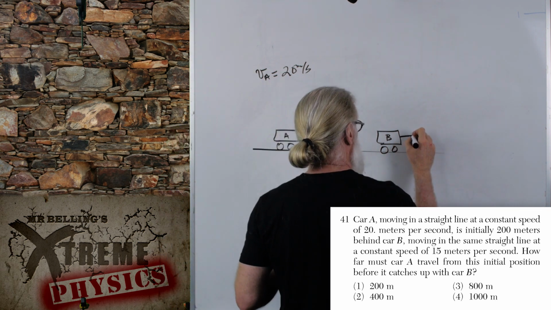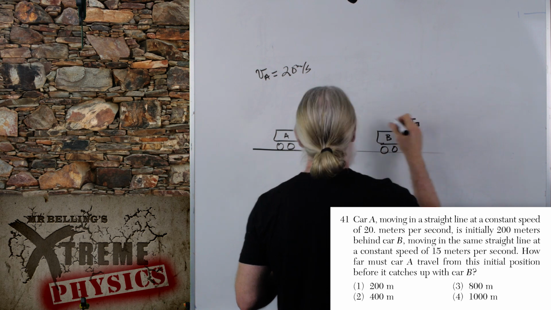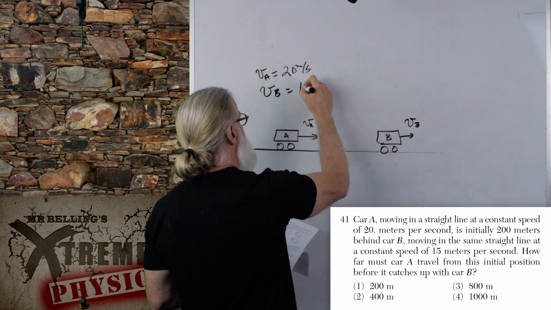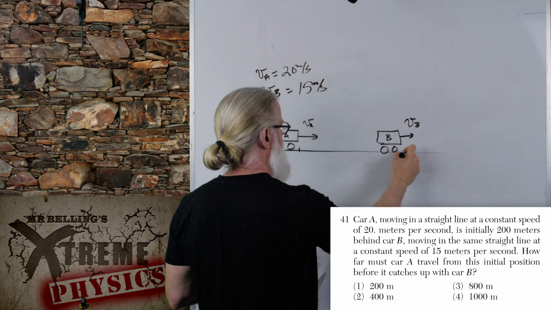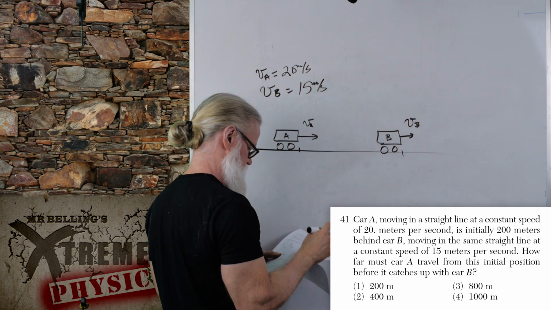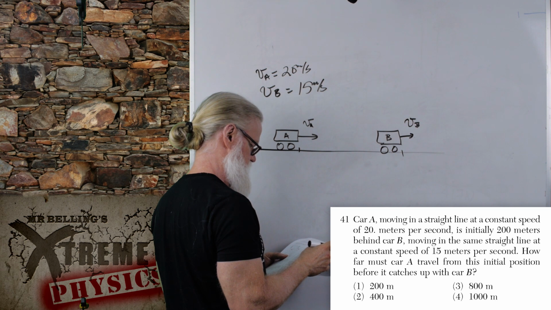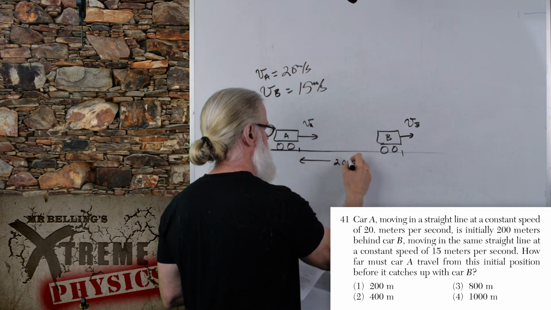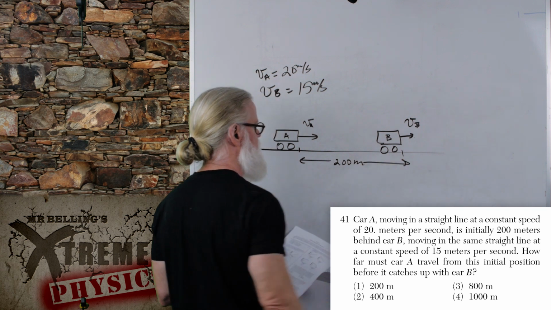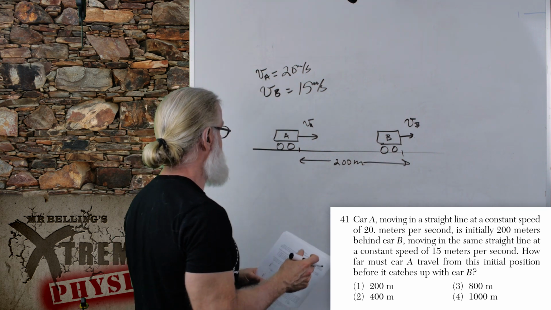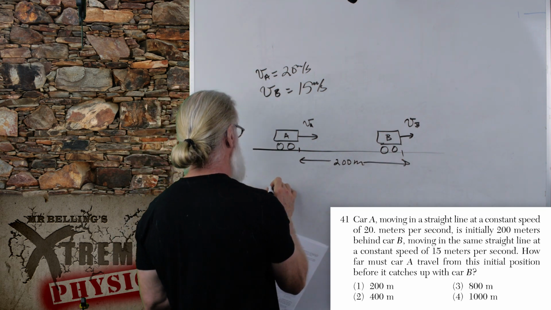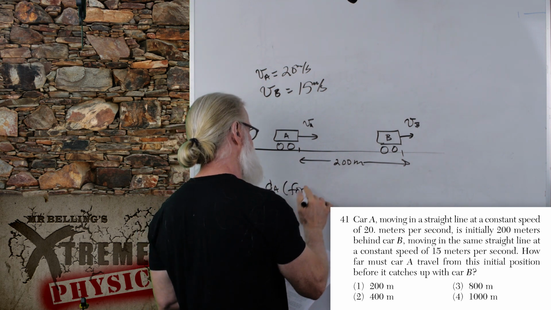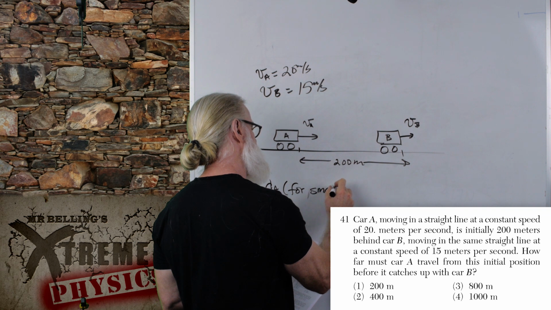All right, so B is going a little slower. VB equals 15 meters per second. And the distance between them is 200 meters. It's a distance, right? 200 meters. How far must A travel, the distance of A, before they smash? They're smashing the cars.